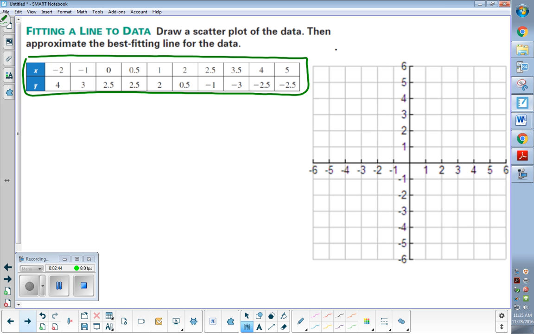So I'm going to go to negative 2, 4, and make a dot. Negative 1, 3, make a dot. 0 and 2.5. 0.5 and 2.5, 1 and 2, 2 and 0.5, very exciting stuff here, 2.5 and negative 1, 3.5 and negative 3, 4 and negative 2.5, and 5 and negative 2.5.